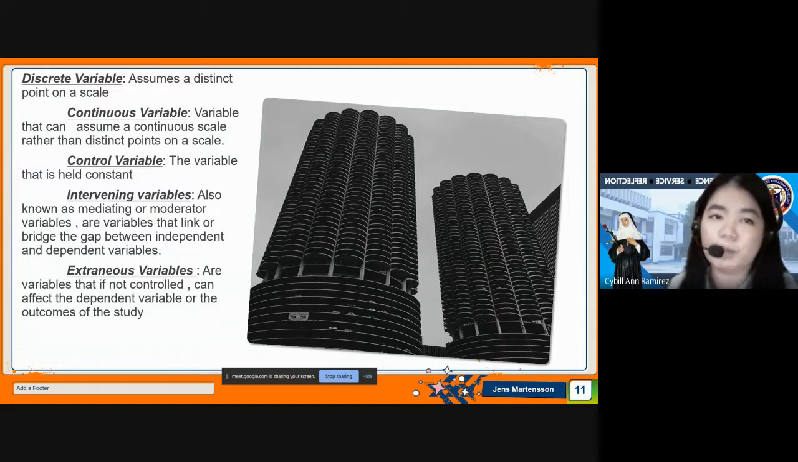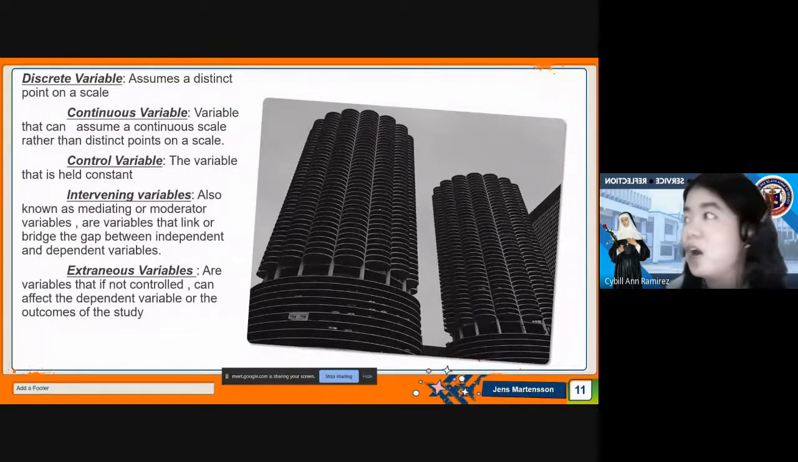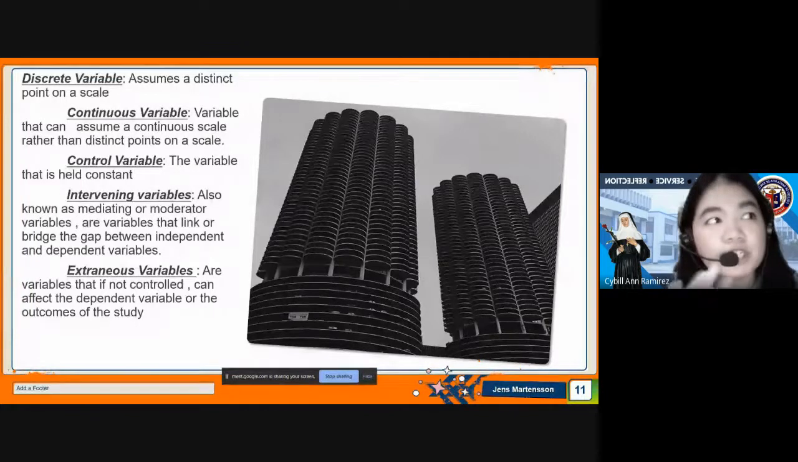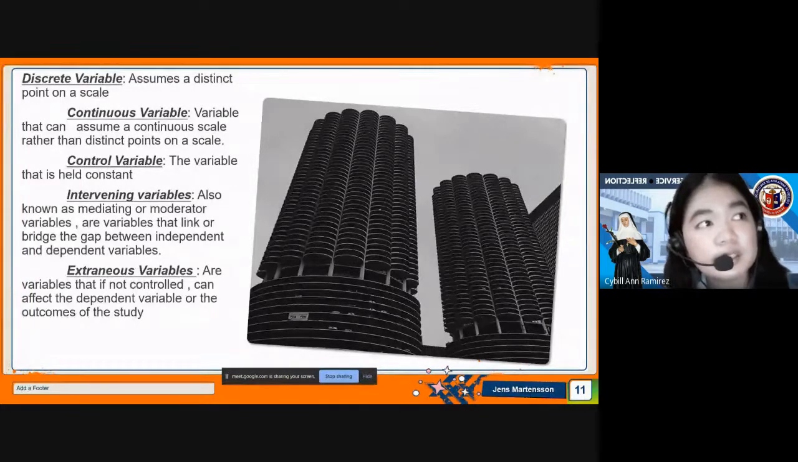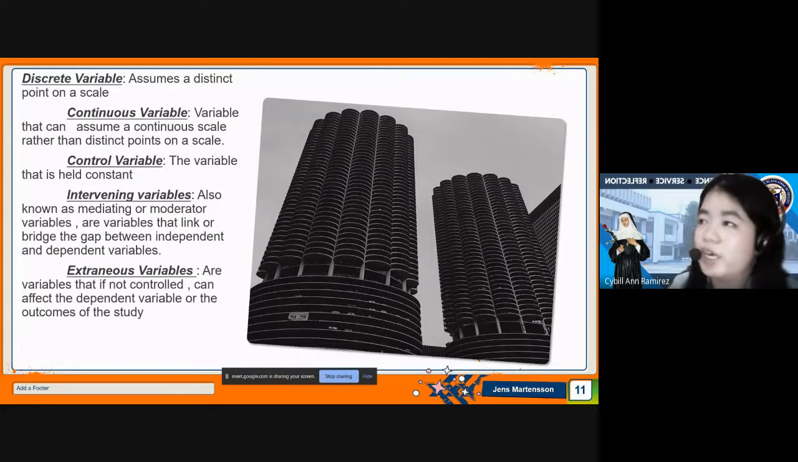That's a discrete variable. A continuous variable, on the other hand, can assume a continuous point scale rather than distinct points on a scale. An example could be time, but I think time is continuous. An example of a continuous variable is age. If I count my age, it doesn't just stop at 20. If I am still alive the following year, then I add again. It doesn't stop.